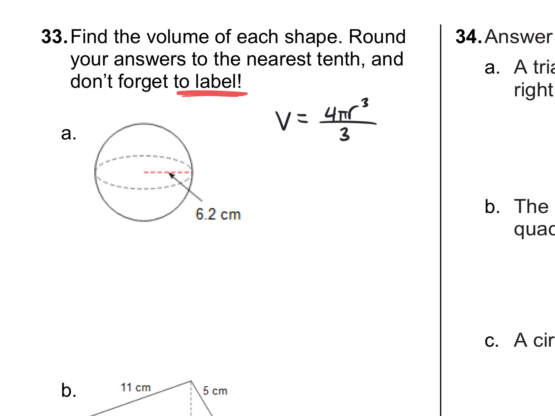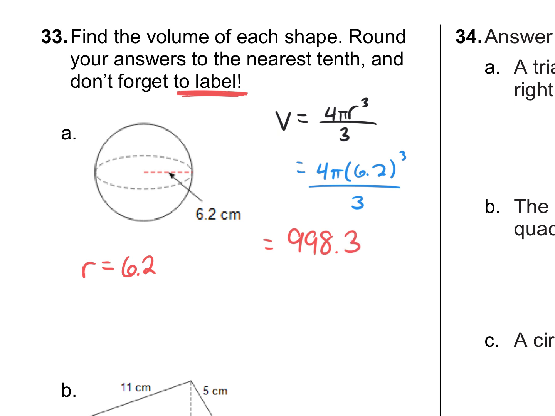What's the only thing you have to know for spheres? Radius, which is 6.2. Plug it in. What should you probably do first to eliminate calculator error? This right here, cubed. Final answer on this one is 998.3 centimeters cubed.